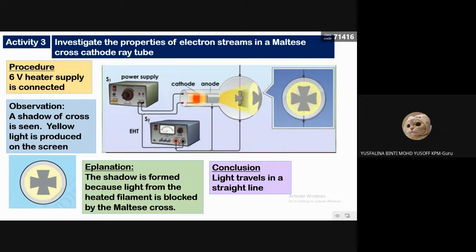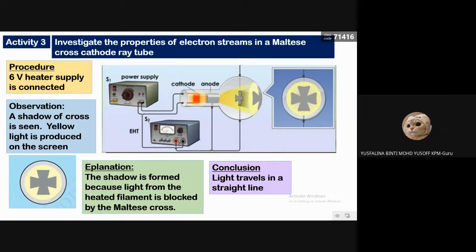So I will show you a video later. So the procedure: a 6 volt heater supply is connected. This one is actually for the filament. So what happened here? The observation: a shadow of the cross is seen, and yellow light is produced on the screen.